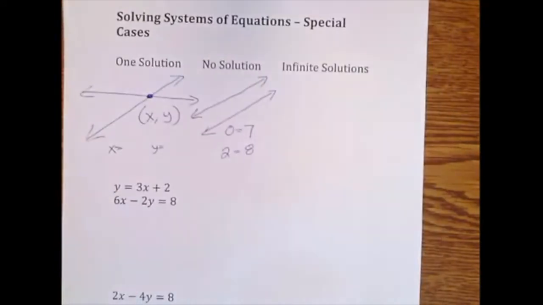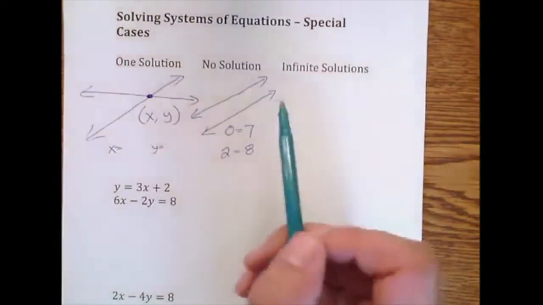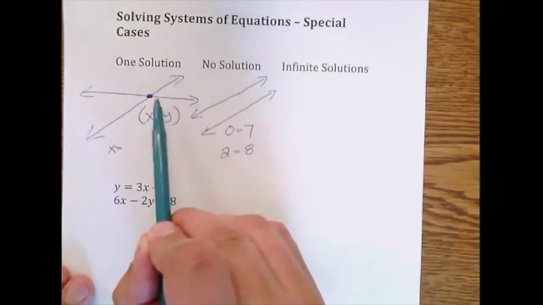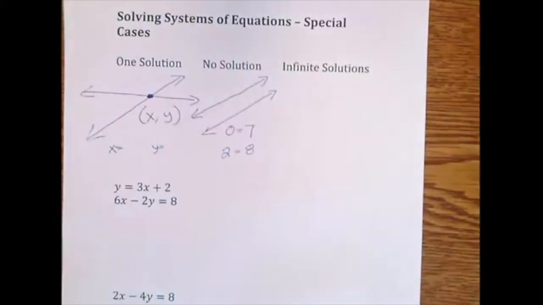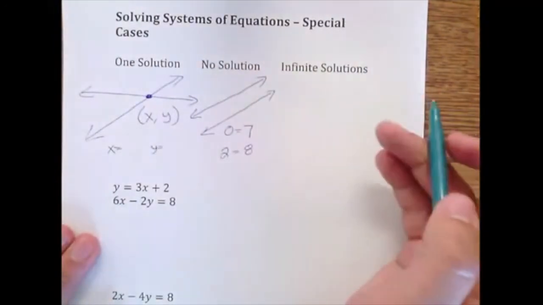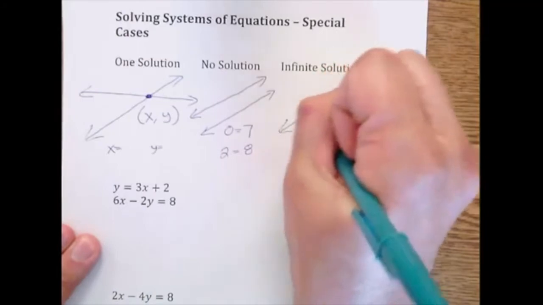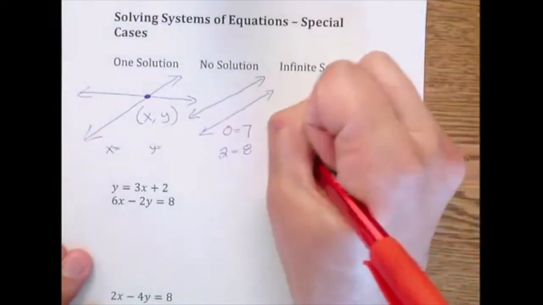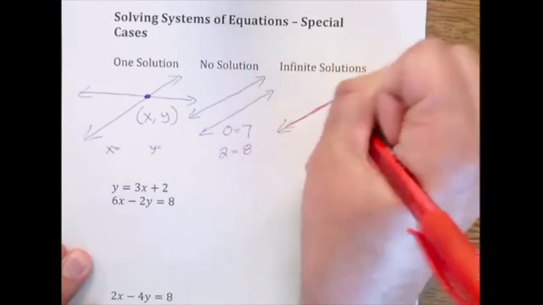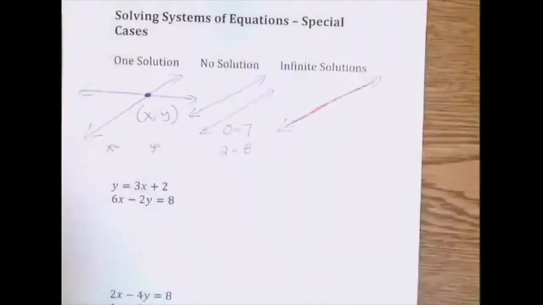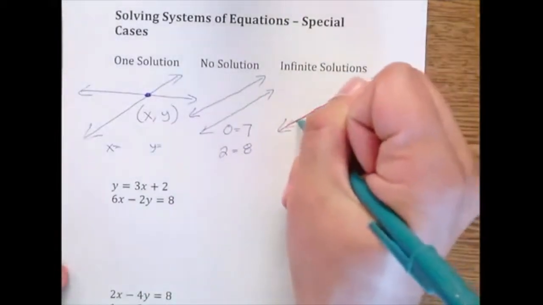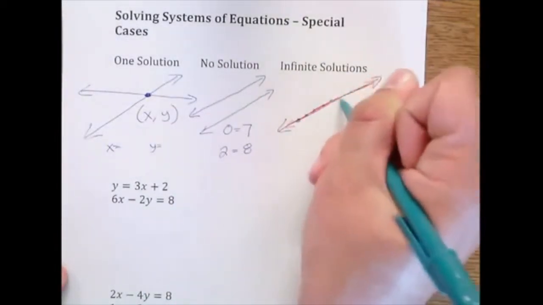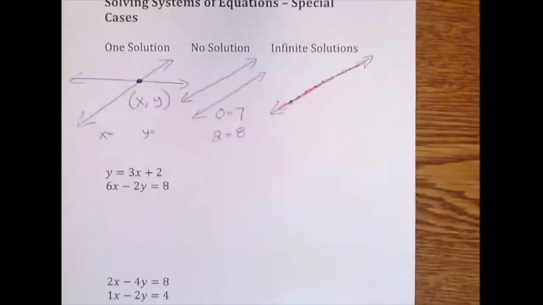Our final case we have to look at is infinite solutions. So one solution is intersecting once. An infinite solution would mean we're intersecting an infinite amount of times. So what that looks like is you have a line, and then when you graph your second line in the system, it's going to fall right on top of the first line, so that everywhere it intersects, well, it intersects here, here, here, here. It intersects an infinite amount of times.